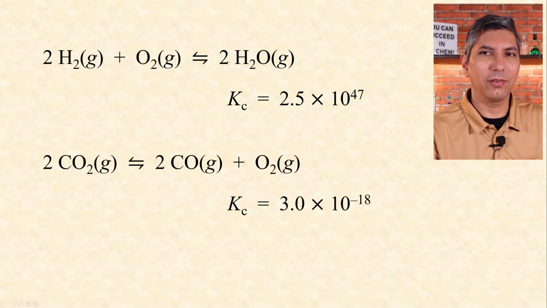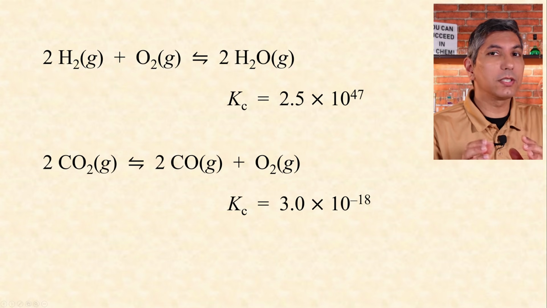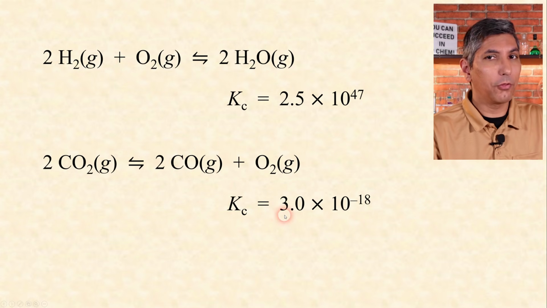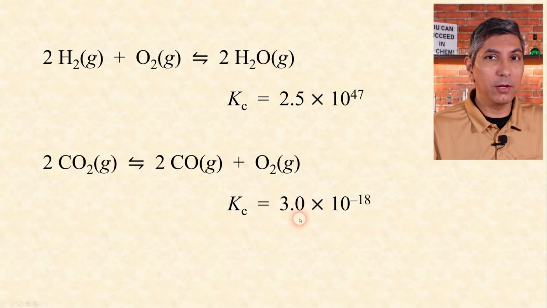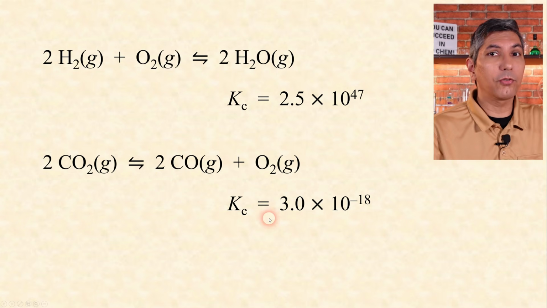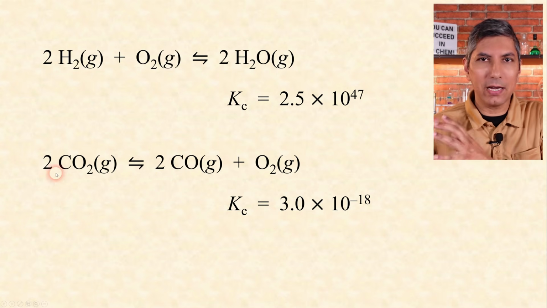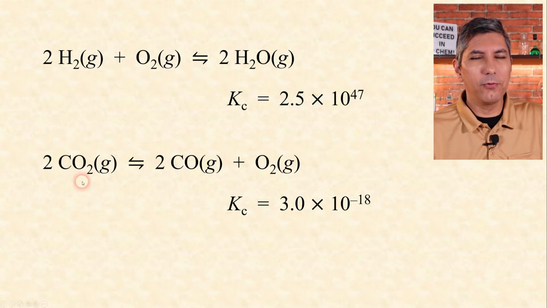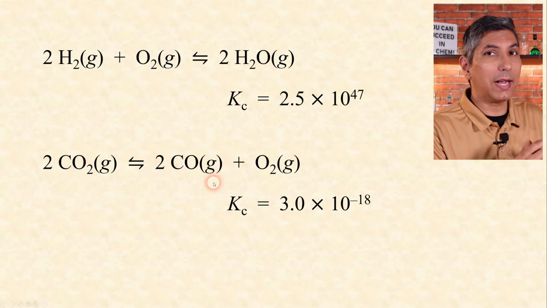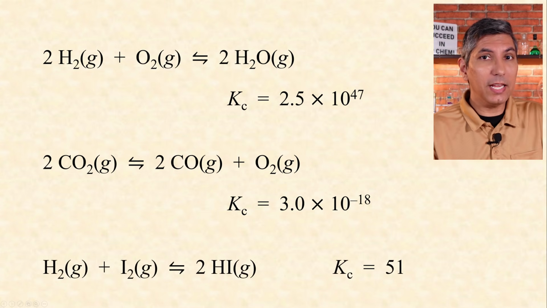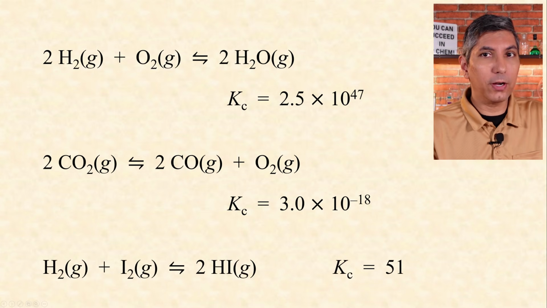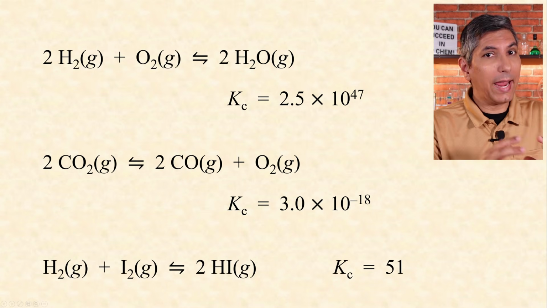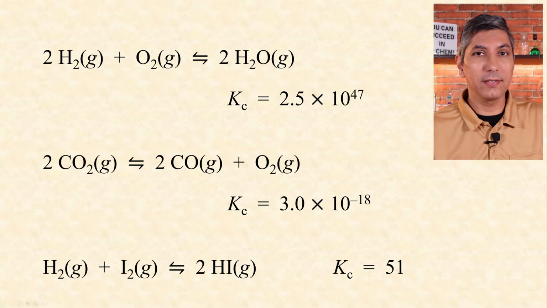What about this reaction? This time, we have a very small equilibrium constant, 3.0 times 10 to the negative 18th. That means that at equilibrium, the reaction heavily favors the reactant. We'll have a lot of carbon dioxide at equilibrium, but very little carbon monoxide or oxygen gas present. What about this reaction? This equilibrium constant is relatively close to 1. That means we'll see a fairly significant amount of both products and reactants when this reaction is at equilibrium.